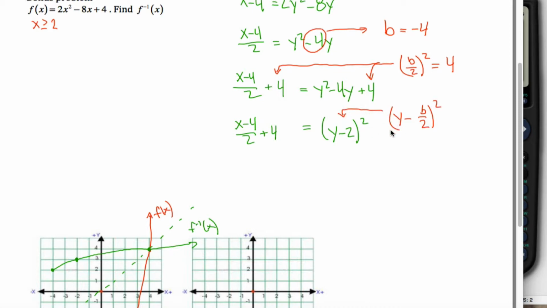This will always be (y plus b over 2) squared. Wait, you wrote y minus. No, I didn't, because b is negative 4, so b over 2 is negative 2. So y plus negative 2 is what I wrote right here. Just instead of writing plus negative 2, the standard is to just write minus 2. So I get (y minus 2) squared. Going from this line to this line is called completing the square. And it's a very useful algebraic trick that you may not have known.